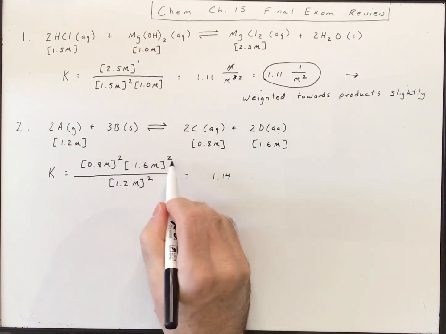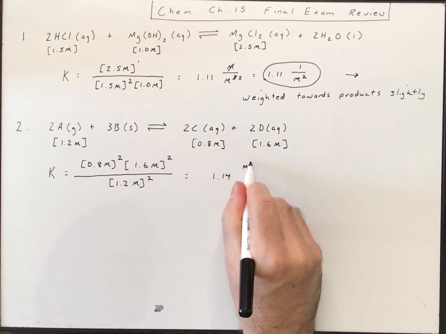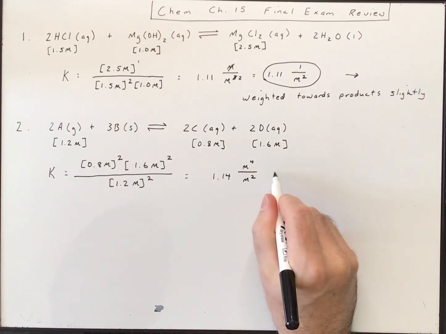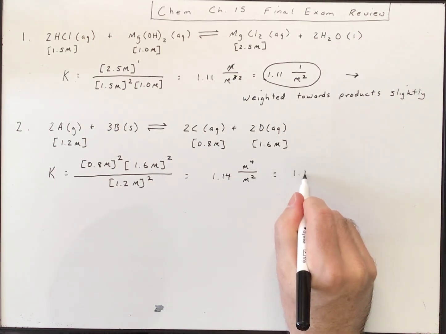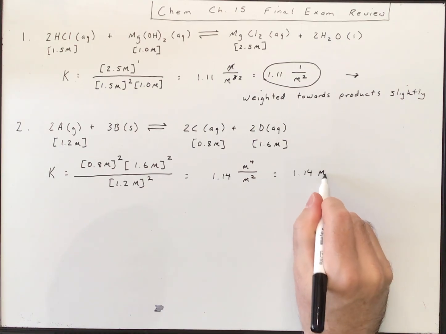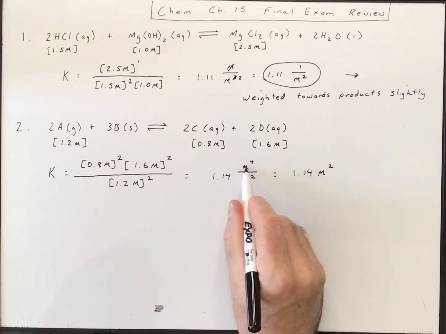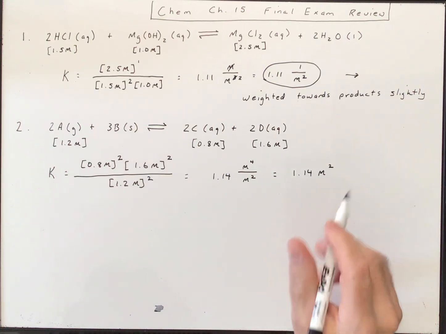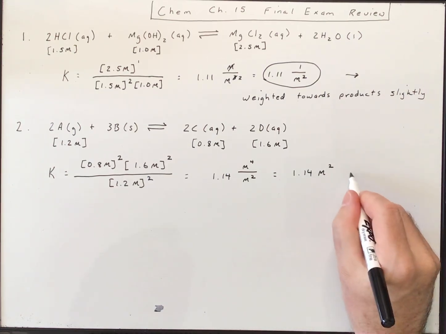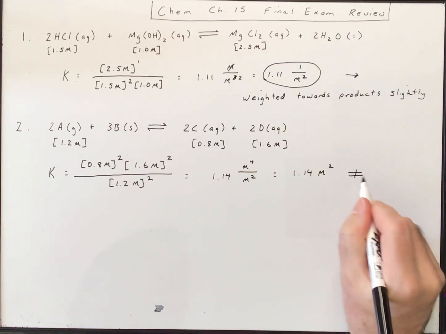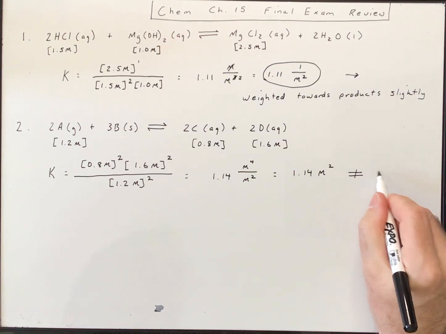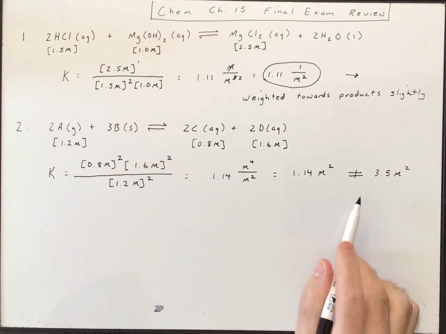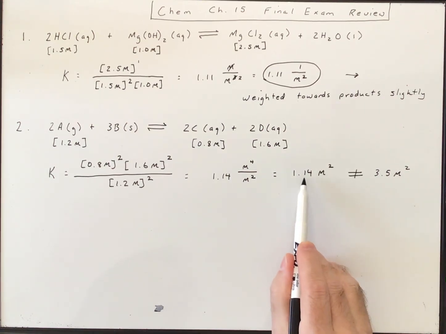And it would be molars to the fourth, because you add those exponents, divided by molars squared on bottom. So that's 1.14, and the unit would reduce down to molars to the fourth over molar squared would be molar squared. Now, is that at equilibrium? Well, the problem says the equilibrium constant is 3.5. So it's not at equilibrium yet. It needs to get bigger.